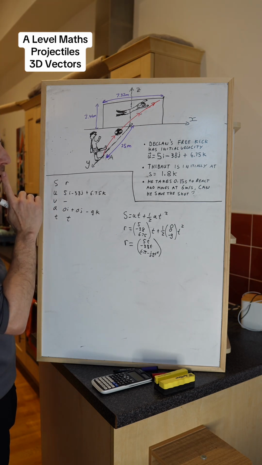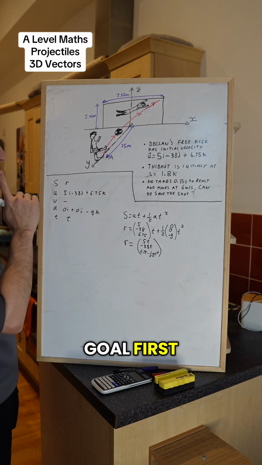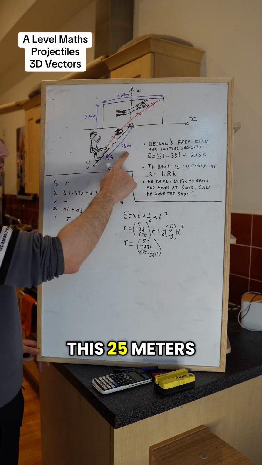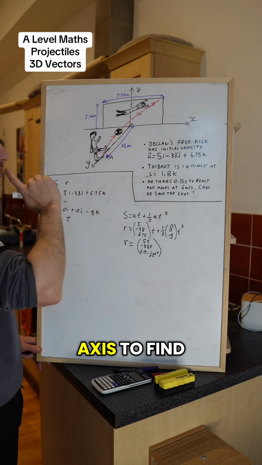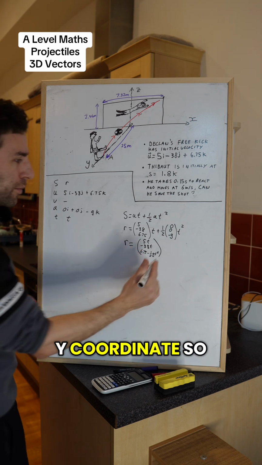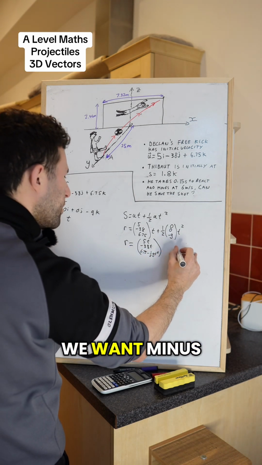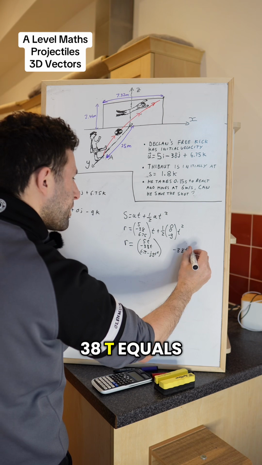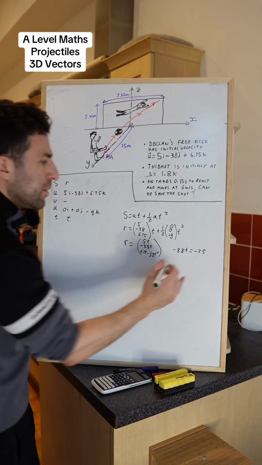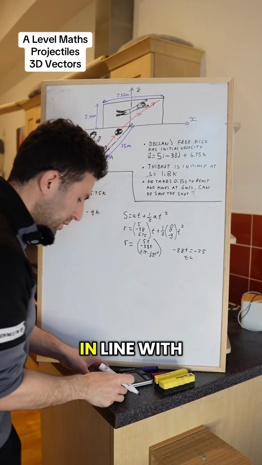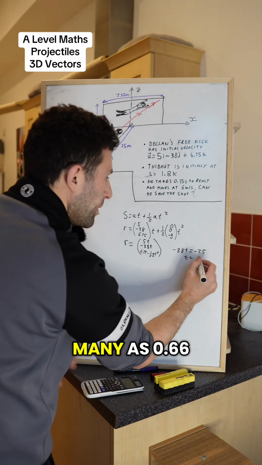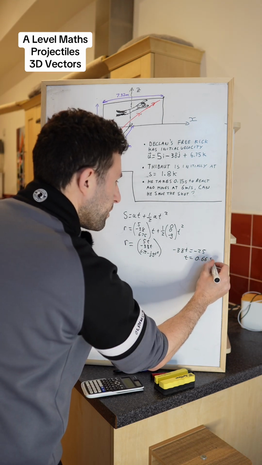All right, let's check it gets in the goal first, because it could still miss, or it could be high or wide. So let's use this 25 meters to the goal. That's the y-axis. Define this as the negative direction actually. So here's our y coordinate. So we want minus 38t equals minus 25. That'll tell us when it reaches in line with the goal. 25 divided by 38, otherwise known to many as 0.66 seconds.